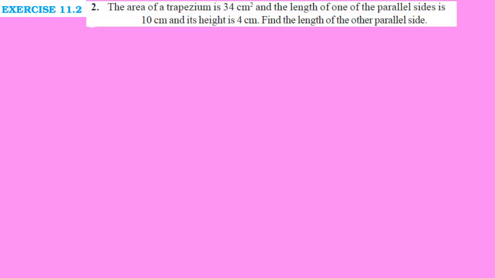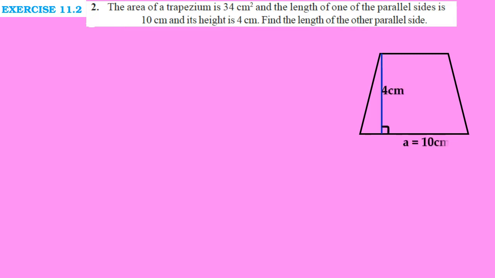The area of a trapezium is 34 centimeter square and the length of one of the parallel sides is 10 centimeter and the height is 4 centimeter. Find the length of the other parallel side. So what is given here? One of the parallel sides is given, height is given and the area is also given. So you just have to find the unknown value, that is the side b.